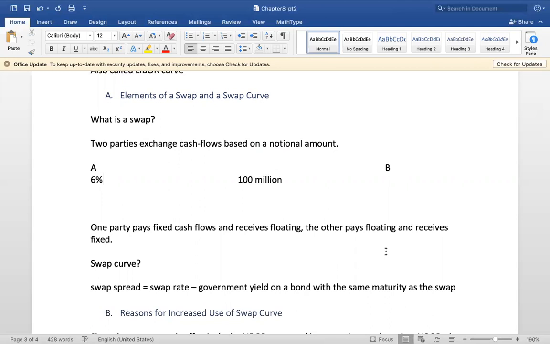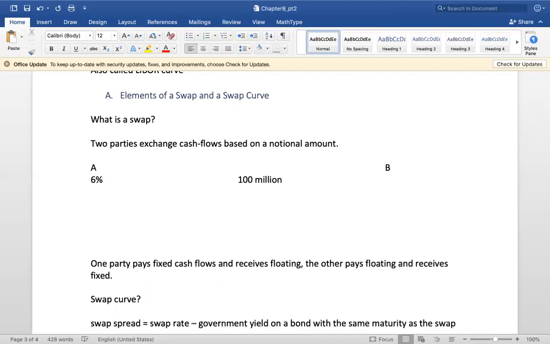The payments are, let's suppose, quarterly. The fixed rate of 6% is called the swap rate, or equivalently the swap fixed rate. The swap rate of 6% multiplied by the notional amount of 100 million gives the annual payment of 6 million. So the amount they will be paying will be 6 million each year, while the amount they will be receiving will be some benchmark rate.